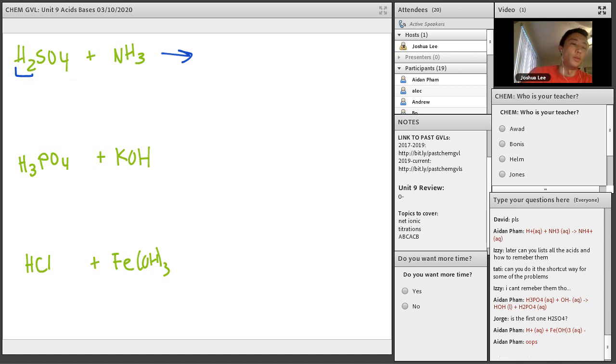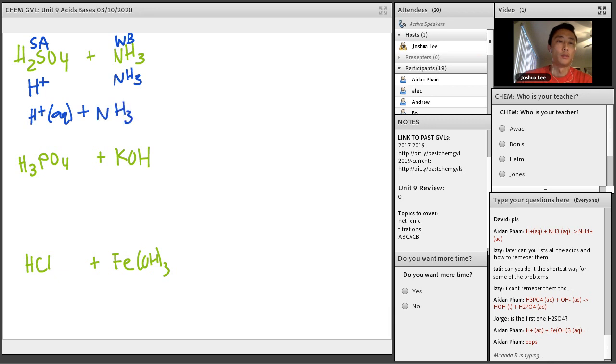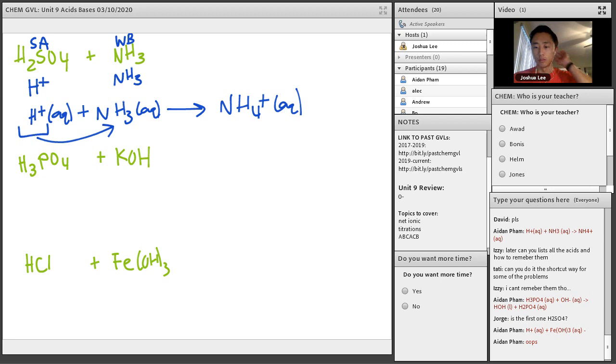Let's do the shortcut way for this one. So what I would do, I would label this strong acid, weak base. So strong acid, we could just rewrite it as H plus, weak base, we rewrite it NH3. Then my overall answer would just be H plus aqueous plus NH3 aqueous. There's nothing to kind of switch.